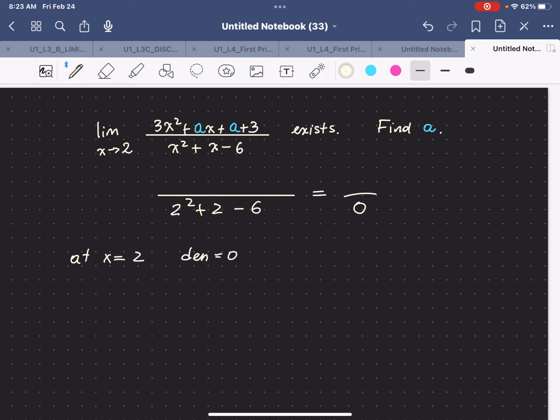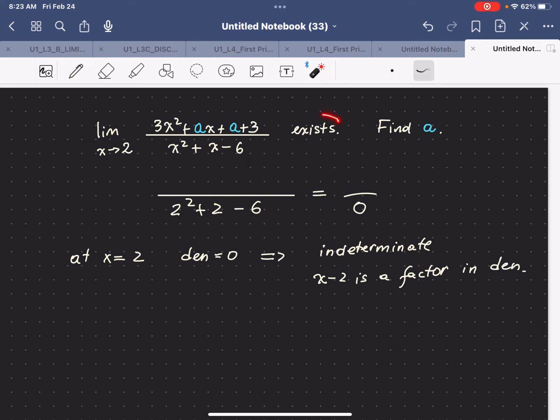So two things that we are deducing from here. Number one is that the limit is indeterminate. And number two, we're going to say that x minus 2 is a factor in the denominator. So next thing that we have to think of is, well, but the limit exists. So what that means is that x minus 2, which is a factor in the denominator and is the one that made the denominator equal to 0, must have been somehow simplified in order for the limit to exist.